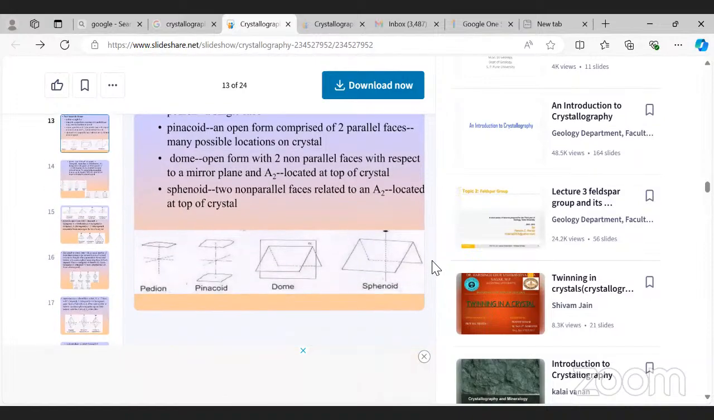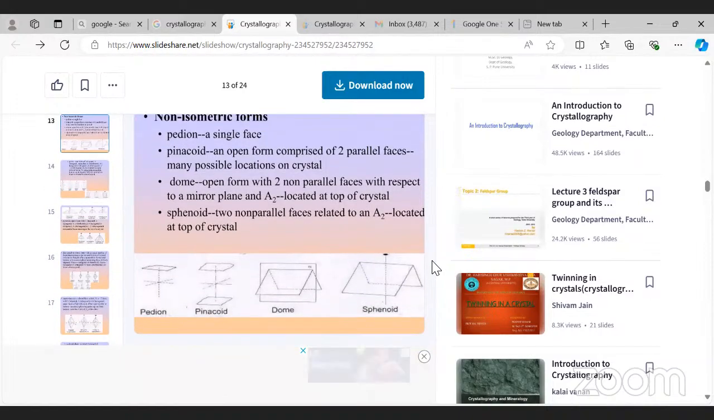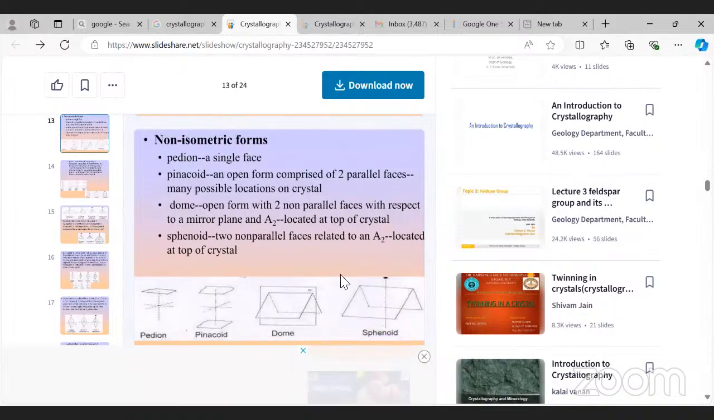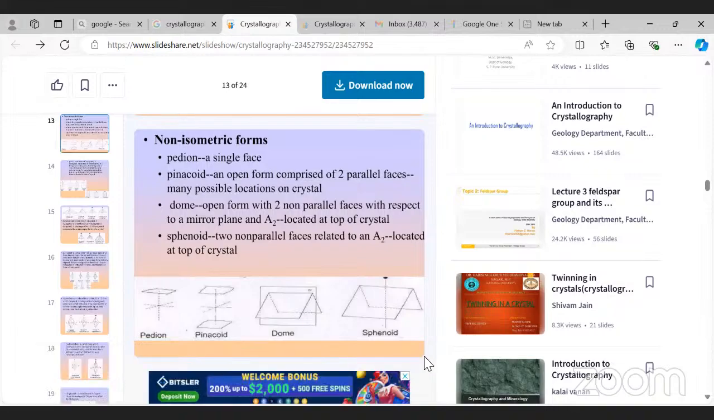Just you can see here, yeah, these are the axes. You see the first picture here. I hope you are able to see. This is the PDN it is showing. And okay, you can see here this is a pinacoid and dome, sphenoid. These are the various types of structures that are showing here.